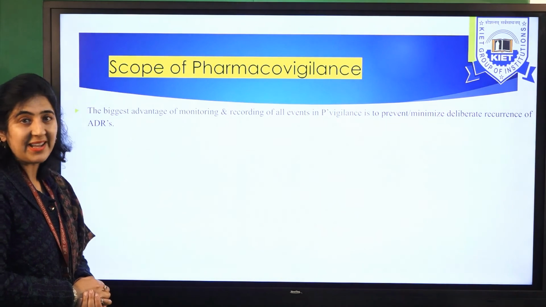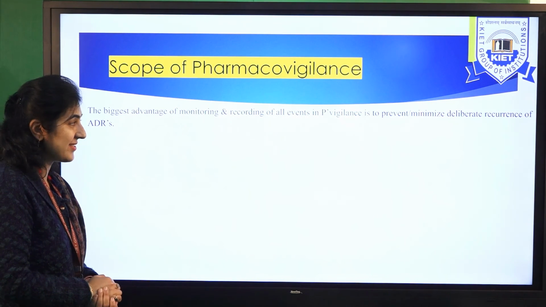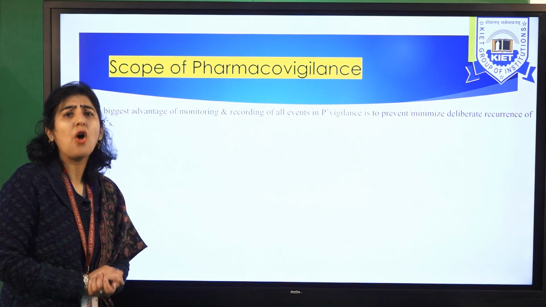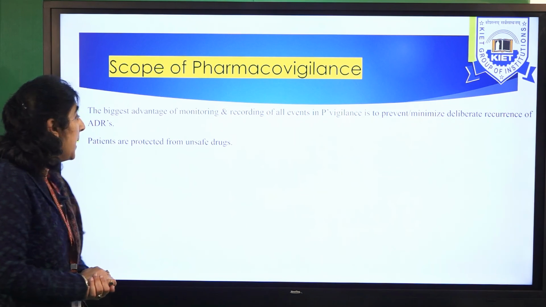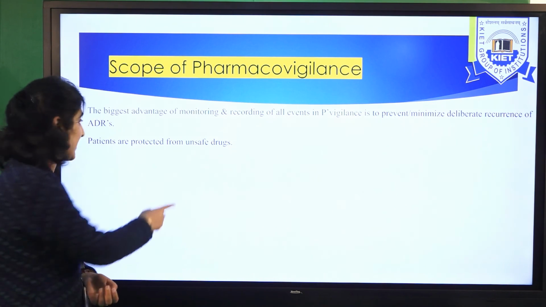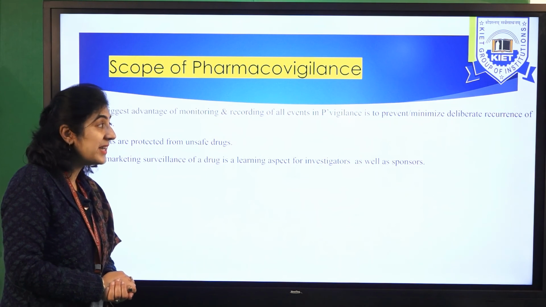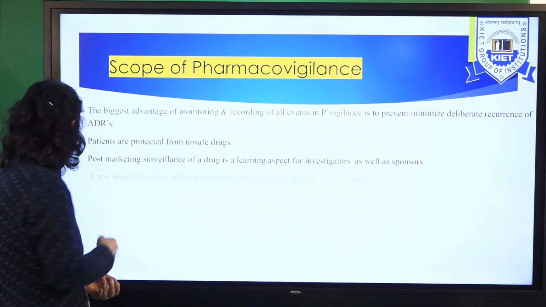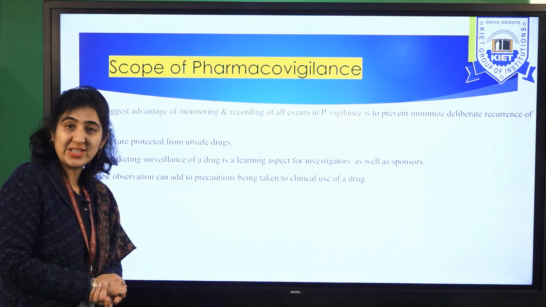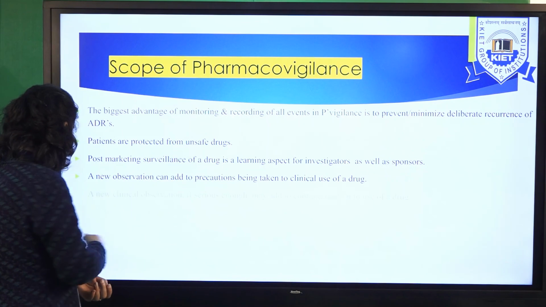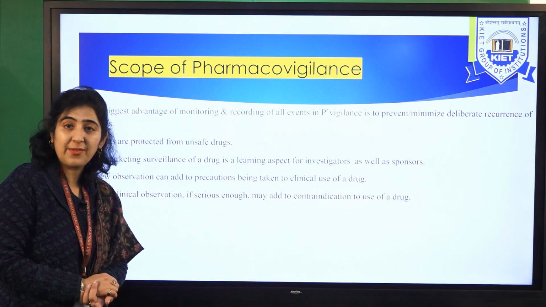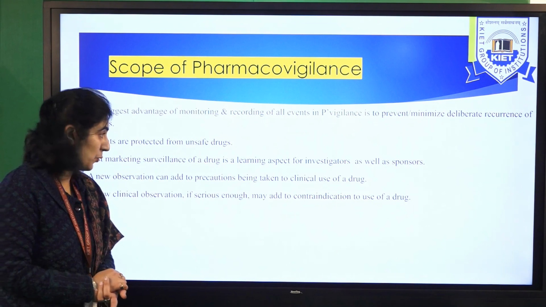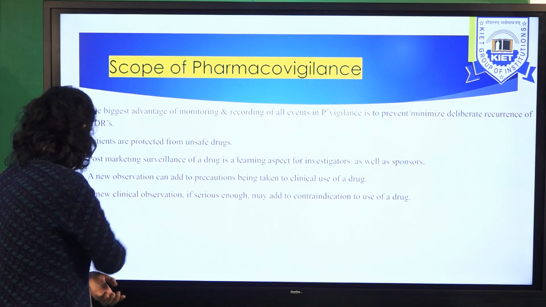The biggest advantage of monitoring and recording all events in pharmacovigilance is to prevent and minimize the recurrence of adverse events or ADRs. Patients are protected from unsafe drugs. Post-marketing surveillance is a learning aspect not only for investigators and sponsors, but also for doctors. A new observation can add to the precautions taken in the clinical use of a drug. A new clinical observation, if serious enough, may add to the contraindications of use of a drug. Contraindication means it should not be used. That drug should not be used in a particular indication.